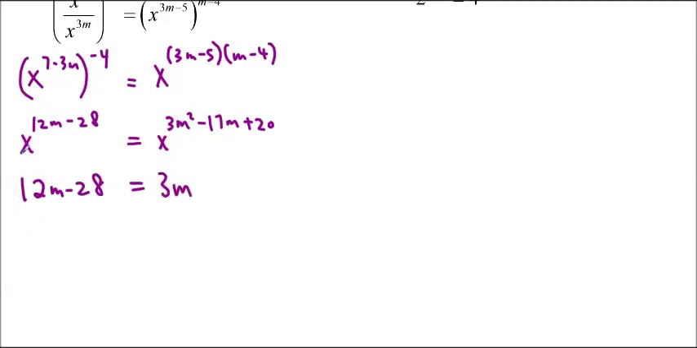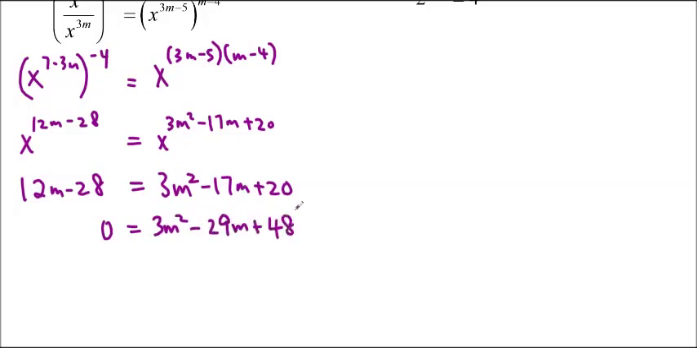And so because I have x on this side and x on this side, I can just let these be equal without the x's at all. And now you can see it's just a regular quadratic like we've been doing in grade 10 and also in chapter 3. So we'll just move everything over, 3m squared minus 29m plus 48, and we'll solve it.